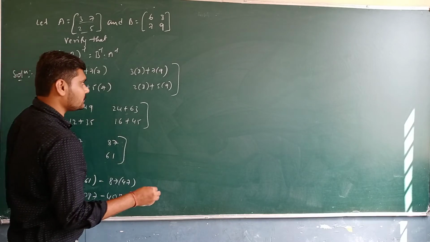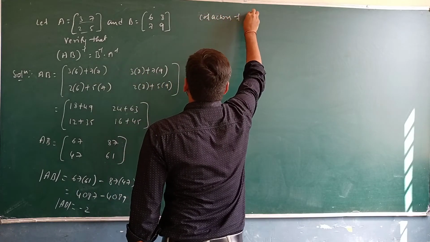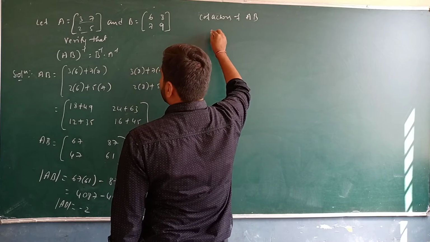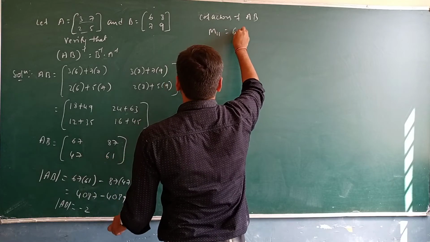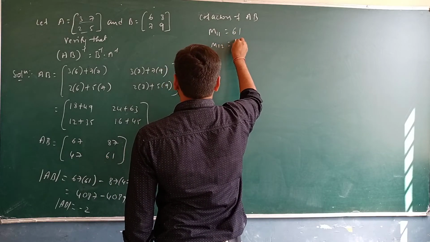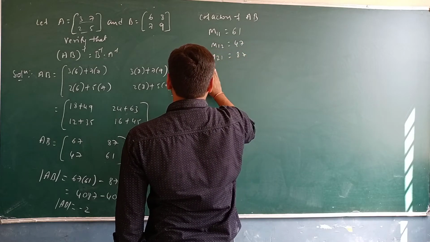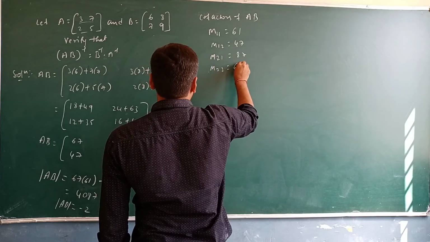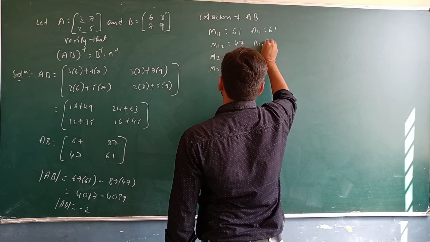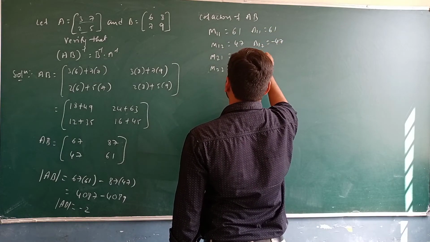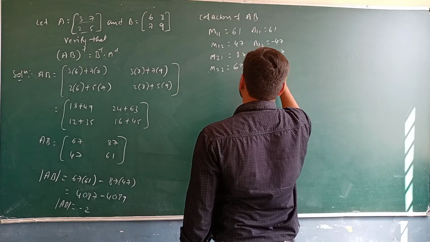Then the corresponding cofactors for this one. So cofactors of AB is equal to, so corresponding element A11. So M11 gets 61. So M12 gets 47. M21 gets 87. Then M22 with 67. So corresponding A11 is 61, A12 is minus 47, A21 is going to be minus 87. Then A22 with 67. Okay.